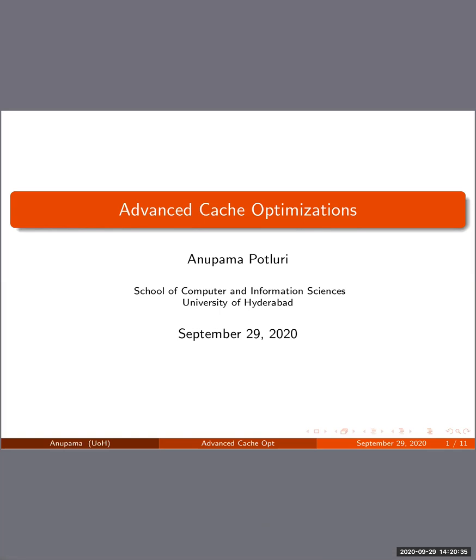So today, we'll be starting advanced cache optimizations. We saw 6 basic optimizations in the last 2 classes. The first 3, for reducing the miss rate, are very simple: you increase the block size, increase the cache size, increase the associativity. Any of them would reduce the miss rate. However, increasing associativity or the cache size can increase hit time, and increasing block size will increase the miss penalty, right?